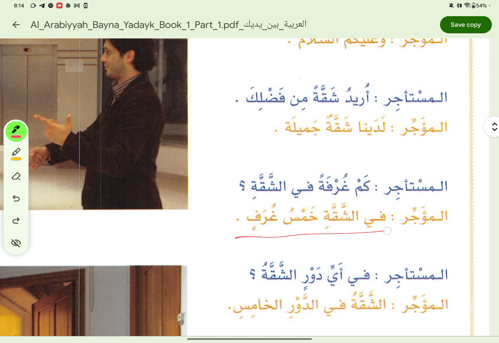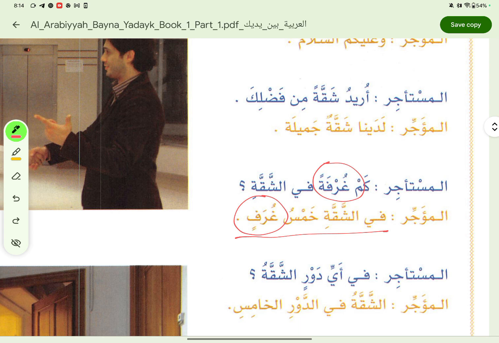Okay, we have here the response. في الشقة خمس غرف. This here, غرف, غرفة. غرف is the plural of the word غرفة. This is our first jama'. This is our first plural word that we have learned so far. Okay, so be sure to write that down.